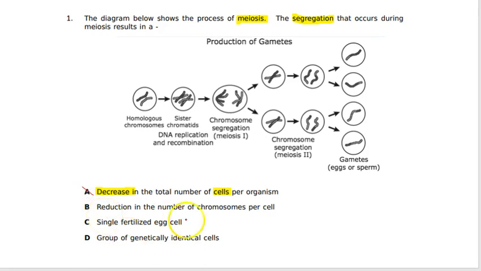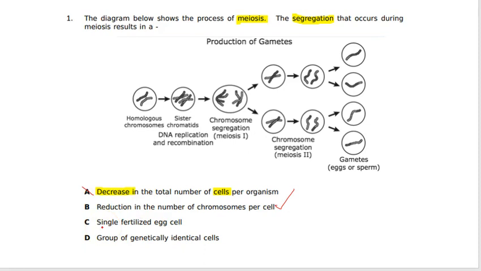B says a reduction in the number of chromosomes per cell. Well, remember I said that the chromosomes in the finished products, those haploid cells, have half the number. So you actually do reduce the number of chromosomes per cell. You can see here we start with 2 chromosomes. These little lines represent our chromosomes. We have 2 here, and at the end we end up with 1 in each of our 4 cells. So this is actually probably our answer. But let's go ahead and look at the other answer choices just to be safe.